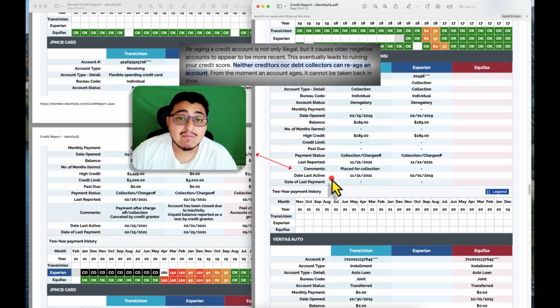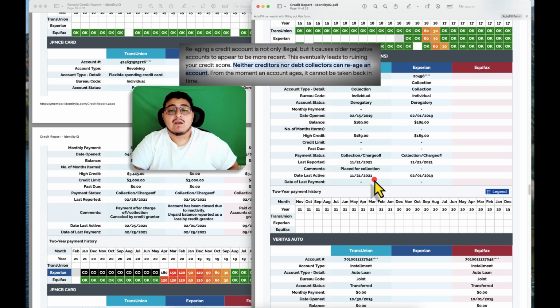In order to establish the date of last activity, you need to determine when there was a last payment made on this account, because making a payment on an account is what creates activity in the account. So this is why it's very important to have this. Again, look at this. And just with that, you guys can get this account deleted.